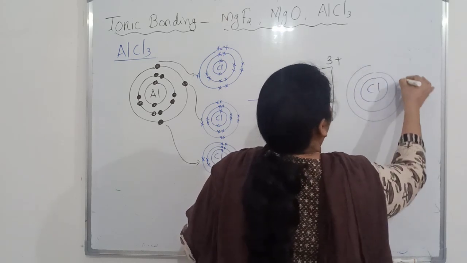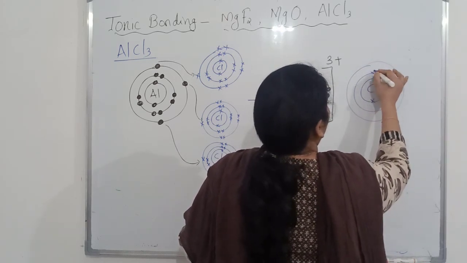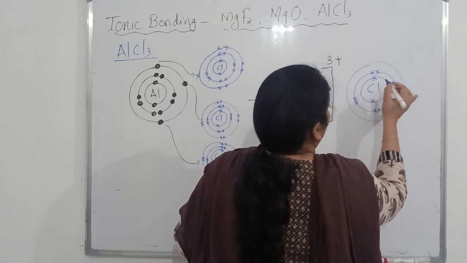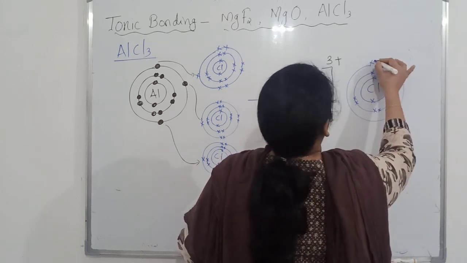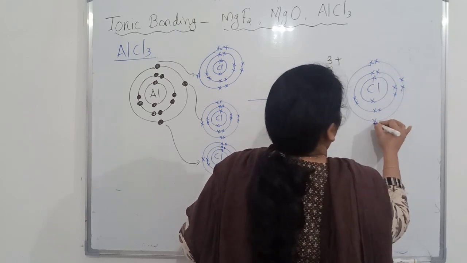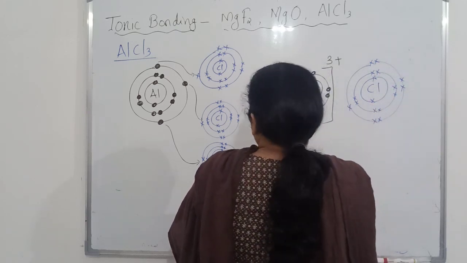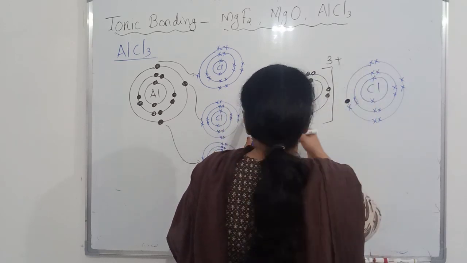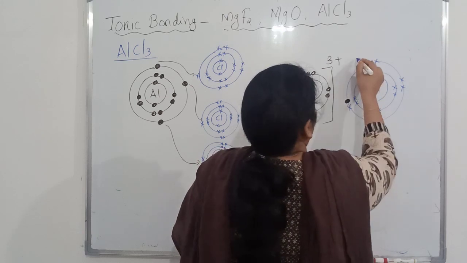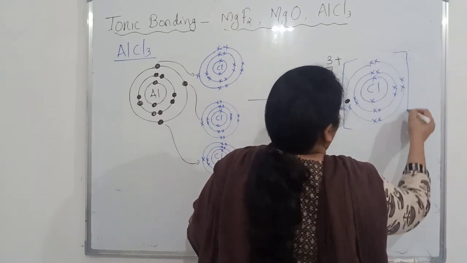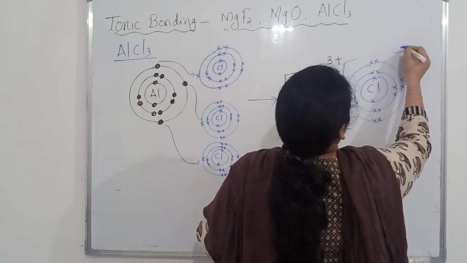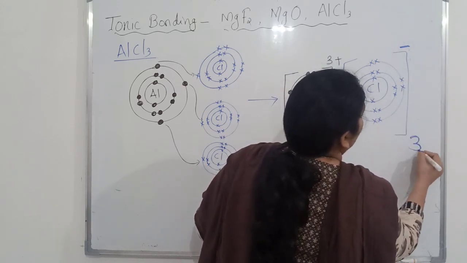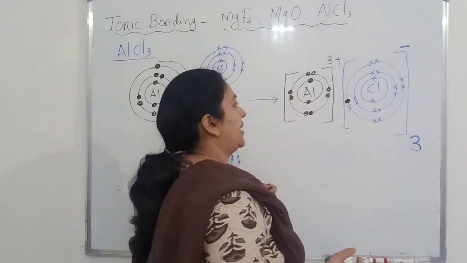Now 3 shells, 2, 8, and in the last shell 1, 2, 3, 4, 5, 6, 7 and 1 electron from aluminium. Put a bracket. This is negatively charged. Now 3 atoms are there in this way, so you can put a 3 outside the bracket.